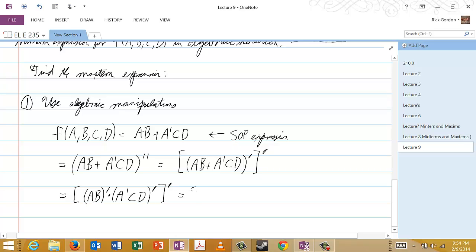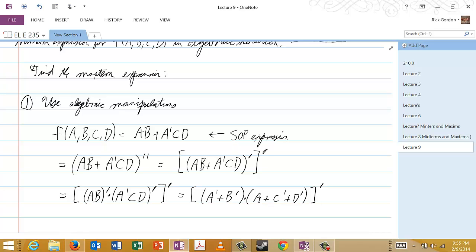Now, on the inside, since each of those terms is complemented, we can use De Morgan's theorem again, and this time, since each of those is a product, we will be using De Morgan's law for the complement of a product, and that one says that the complement of a product is the sum of the individual complements. So we have A prime or B prime for the first term, and then for the second term we'll have A prime prime, which is A, or C prime or D prime. And once again, we have just twice used De Morgan's law that says the complement of a product is the sum of the individual complements.